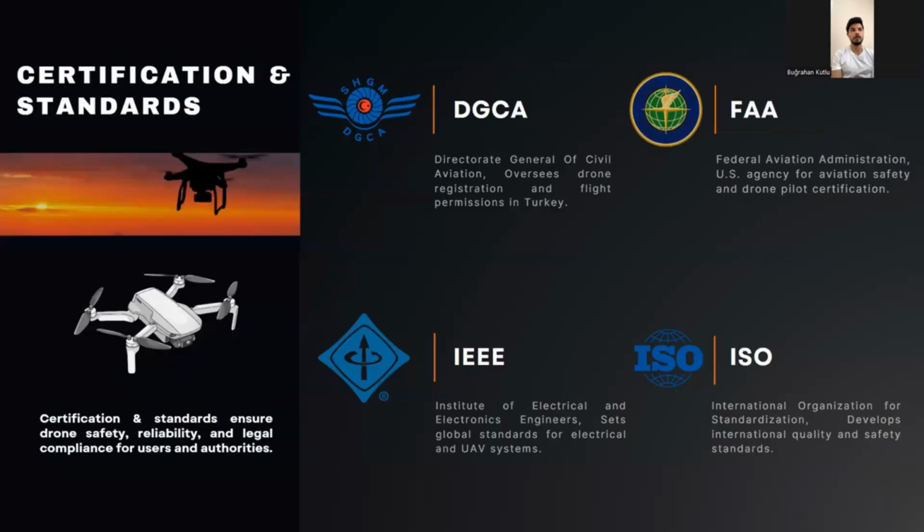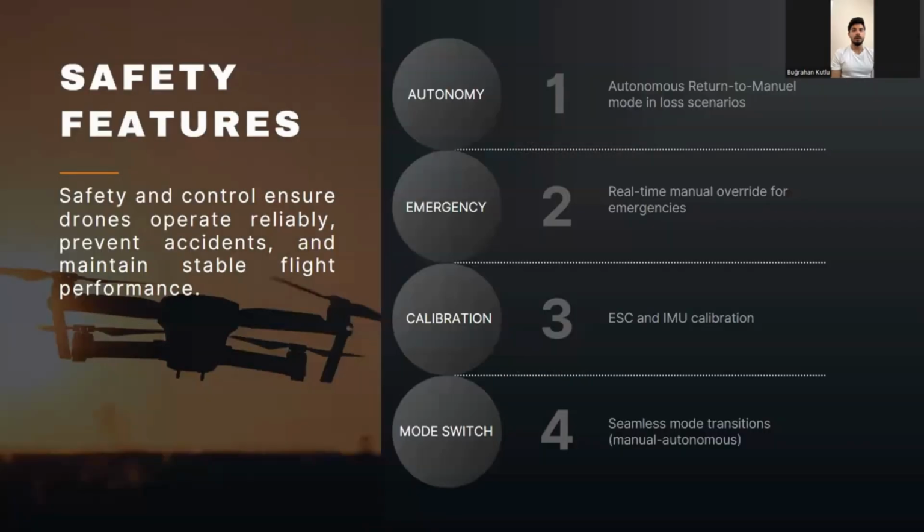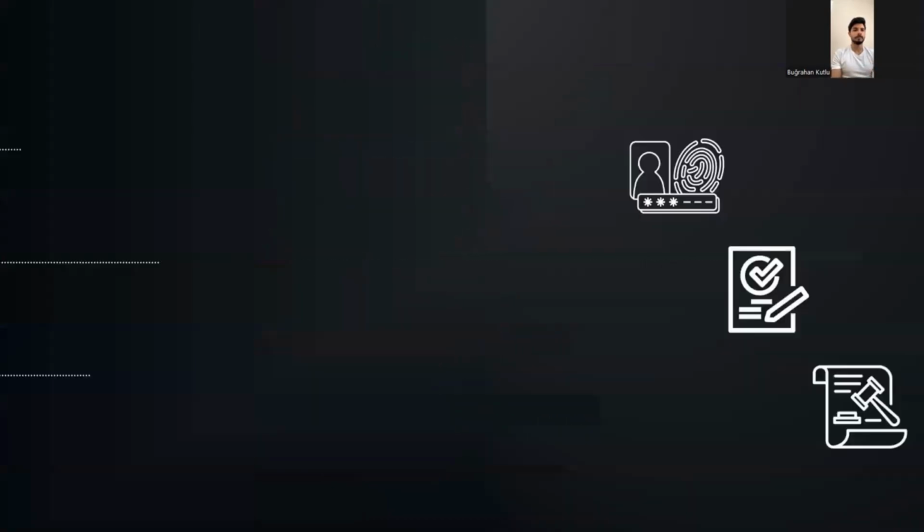So, certification and standards: there are two international standards, IEEE and ICAO, one for the United States, FAA, and one for Turkey, DGCA. So we cared about these standards and certifications when we produced our product. And there are basically four safety features for our product. For autonomy, we have a return to home setting. For emergencies, we have real-time manual override, and we already made our calibrations, so we can easily switch the modes from autonomous to manual.